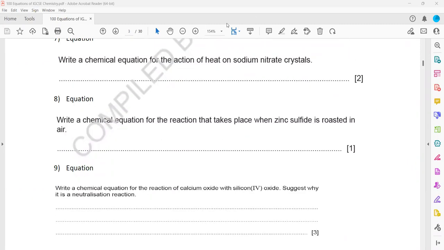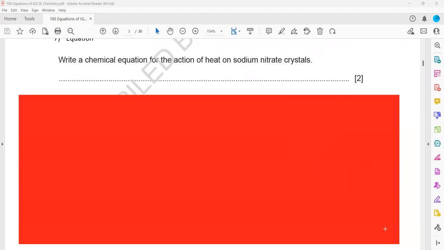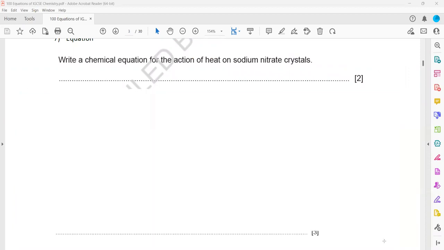Question 7. Write a chemical equation for the action of heat on sodium nitrate. If we heat sodium nitrate, potassium and sodium nitrate decompose in the same manner. So what will be the product? Nitrite, sodium nitrite. So NaNO3, sodium nitrate, will decompose into sodium nitrite, NaNO2, plus oxygen. Then what is the balanced equation for this?